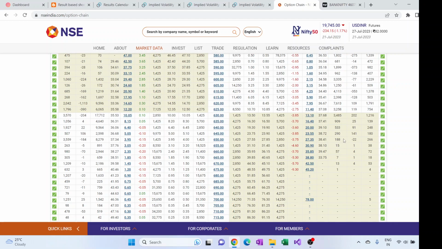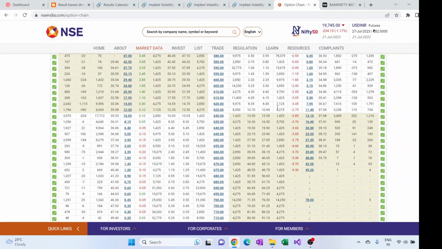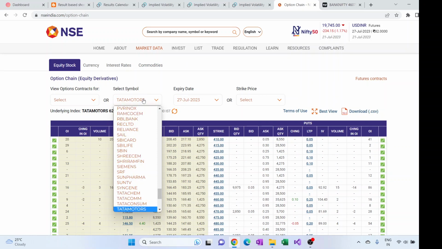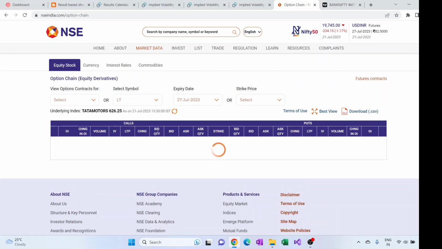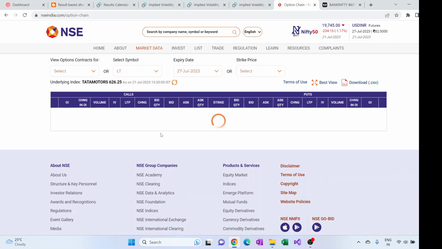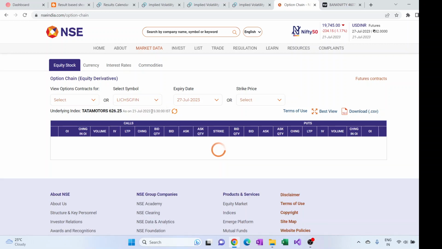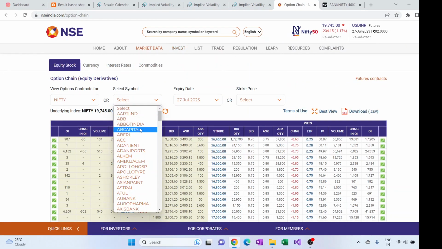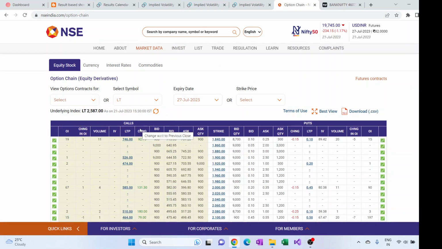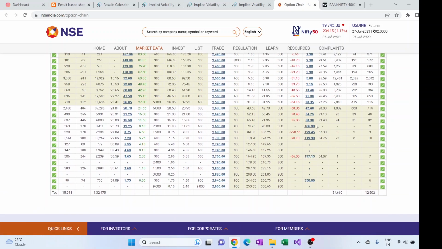So mostly it should be there, but this check should be done before the results are to be announced. So let's say for L&T, if I see L&T is less liquid, because if we go 3-4 strikes away on the ITM PE side, we can see there is very little open interest and very little volume.